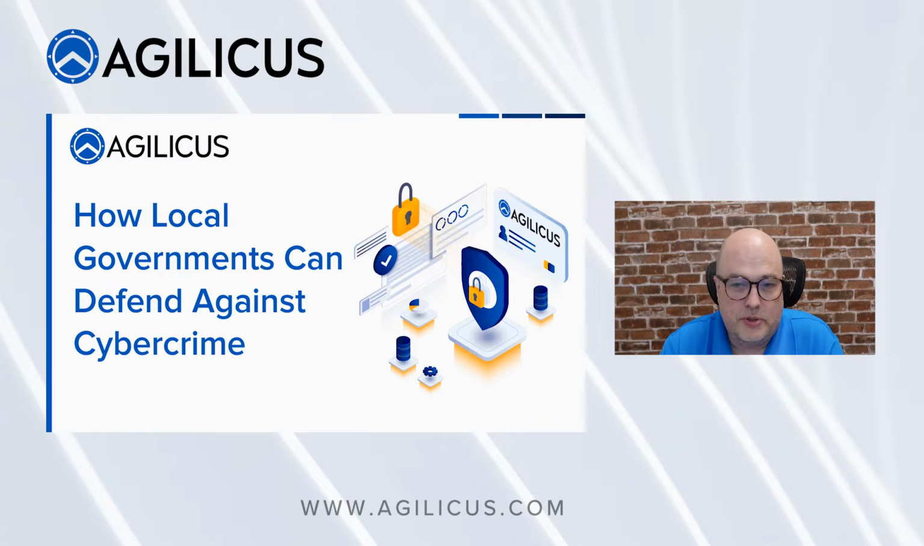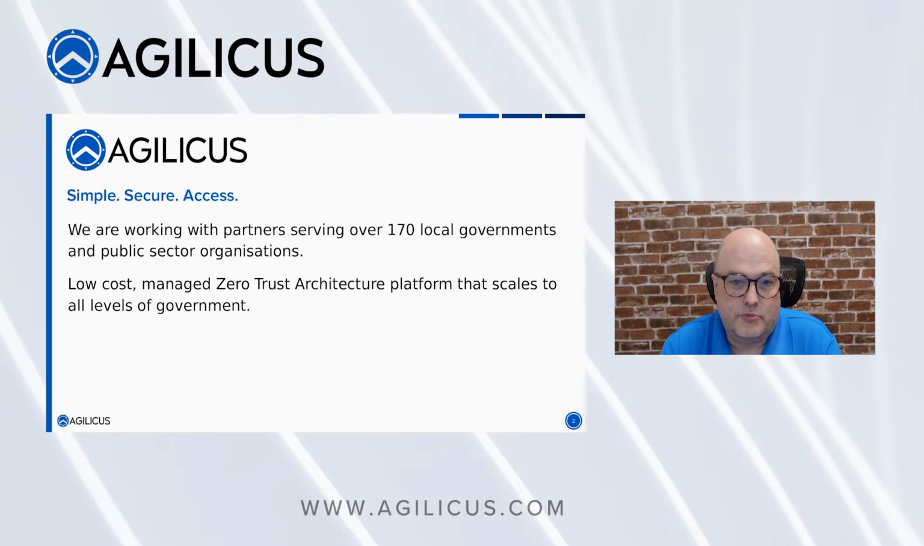So my name is Don Bowman. My company is Agilicus, and today we're going to talk a little bit about local governments and cybercrime and a specific security strategy called Zero Trust, which is kind of going to help in that area. We'll talk about some of the specific threats and how that strategy can help reduce the impact of those threats becoming real. So just a little bit about us and me.